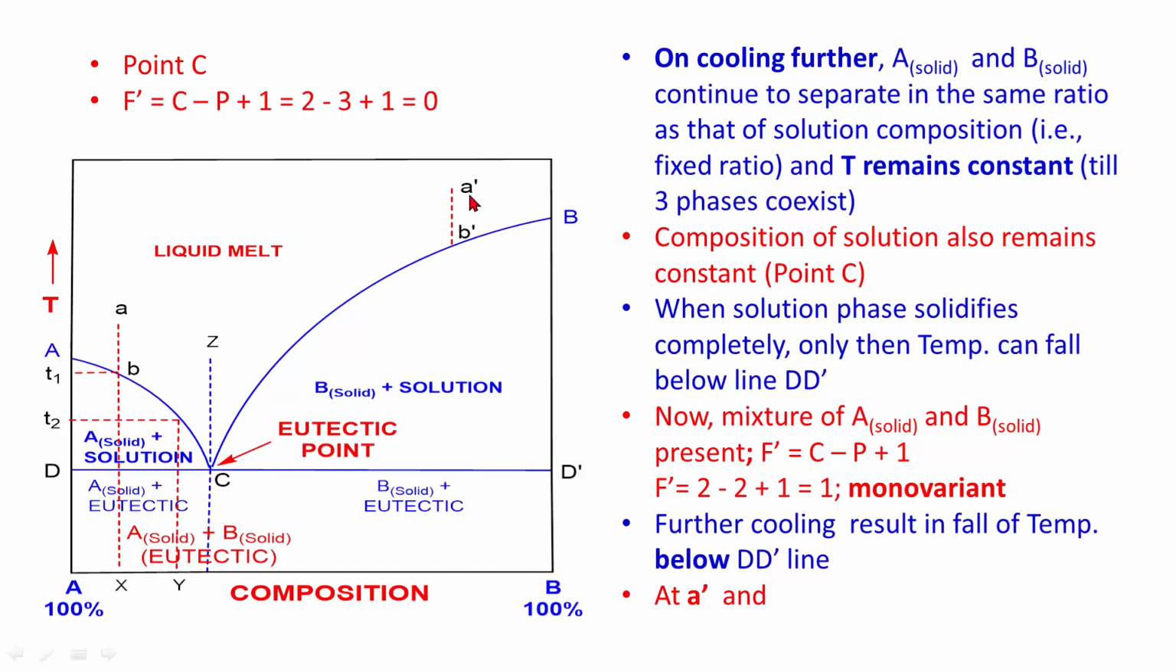Similarly, if we take a composition A dash, then on cooling at B dash, B solid will separate out, and when the system is cooled, the system will follow path B dash C with continuous separation of B solid.